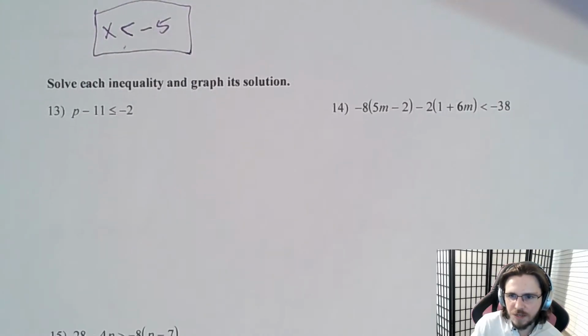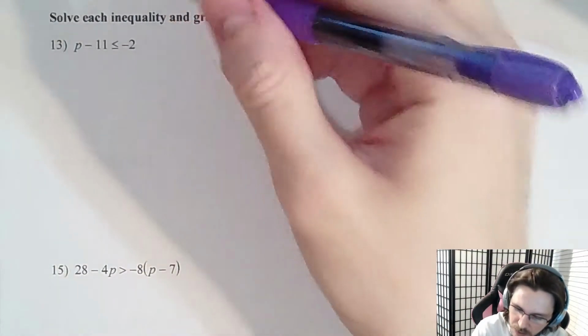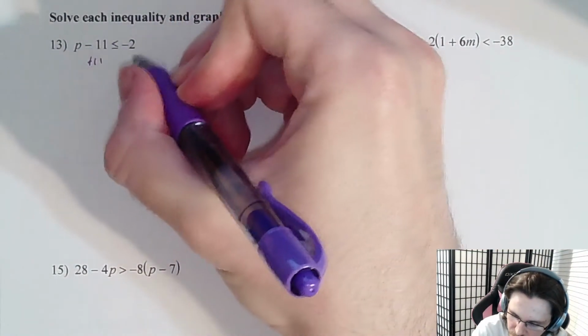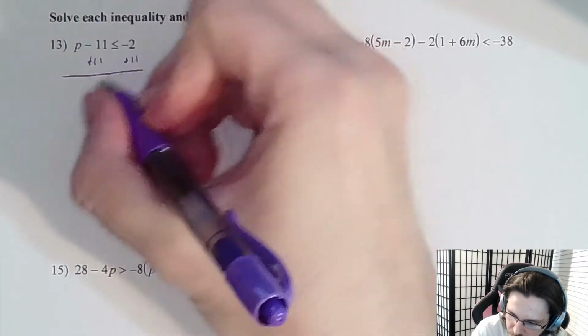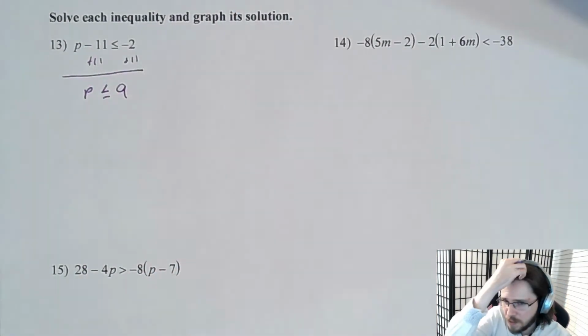Number 13, solve each inequality and graph its solution. So just like those previous questions, we had to solve just like before, but now we actually have to draw the graph ourselves after solving. So here, easy enough, just add 11 to both sides. And then draw the graph.